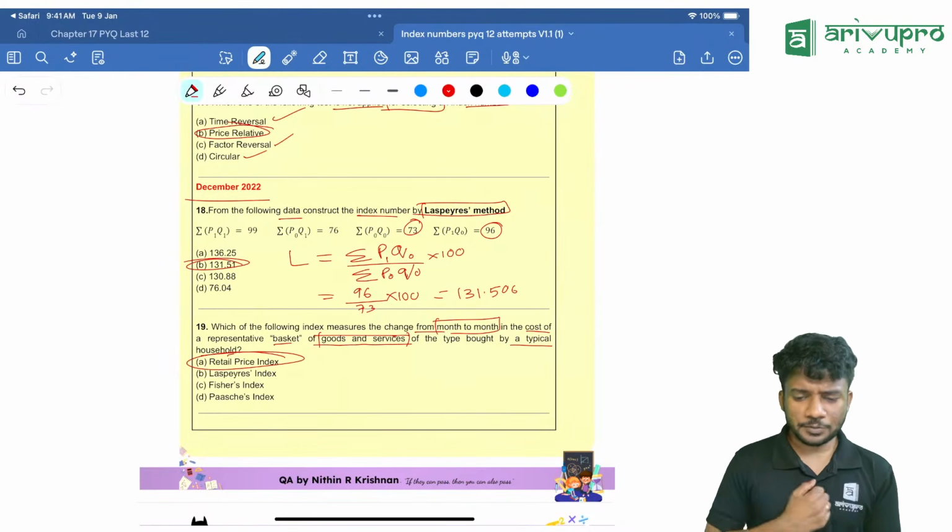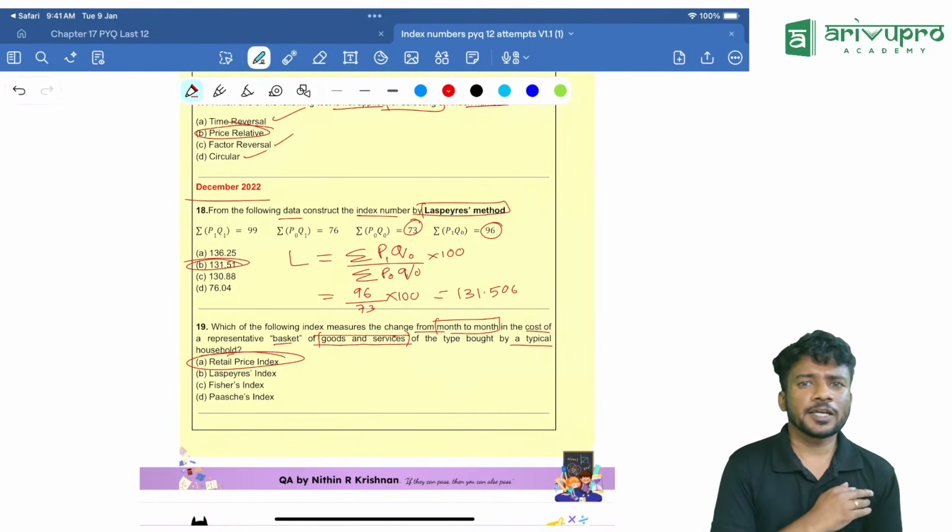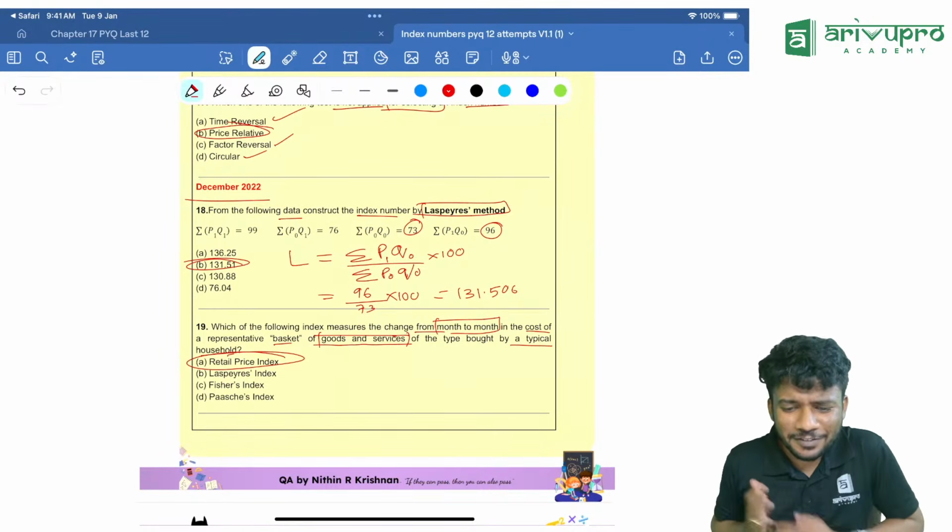So right now 3 chapters are done, right? Chapter 13, chapter 17, chapter 18. Next we will be going for either probability or accordingly we will go for that.